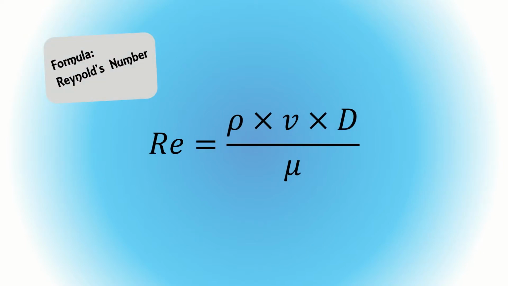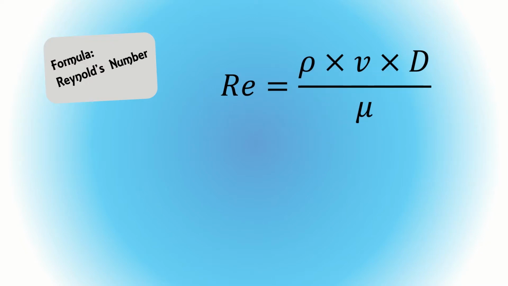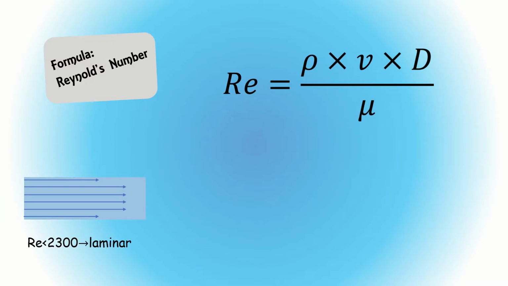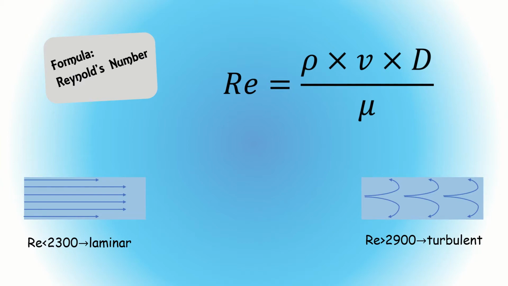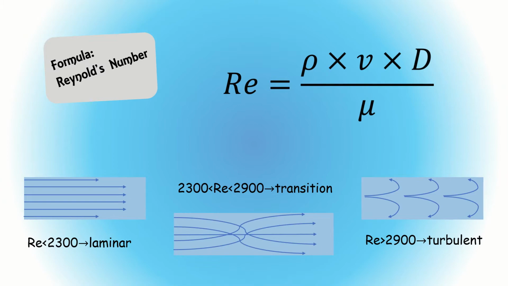For a flowing fluid, when the Reynolds number goes below 2300, the more likely that the flow will be laminar. However, if it goes higher than 2900, it most likely becomes turbulent. When the number falls between 2300 and 2900, it is a transition flow.